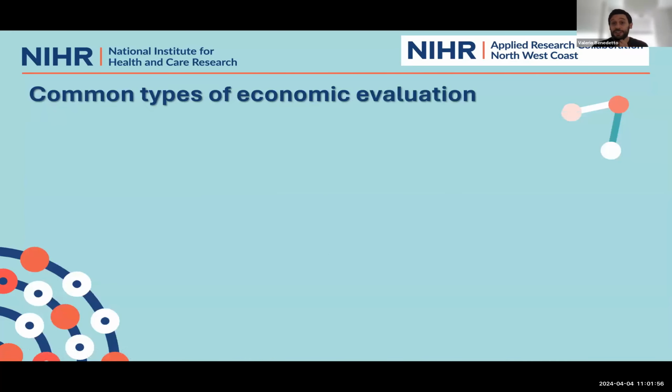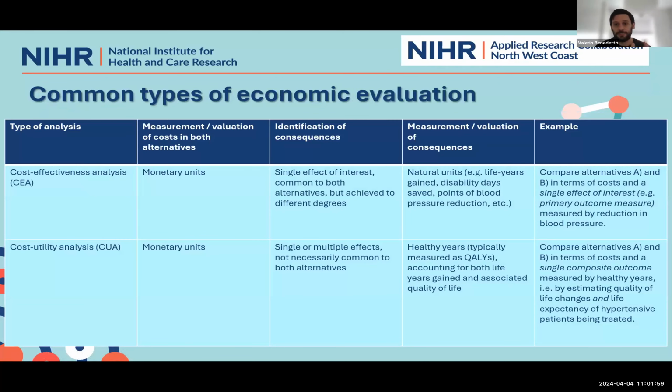Now, common types of economic evaluation. We got a table here which describes the characteristics of the two most common types of economic evaluation out there. The first one is cost effectiveness analysis, and the second one is cost utility analysis. Let's have a look at the table step by step. So first of all, let's look at the second column, the measurement and evaluation of cost in both alternatives. So cost, as you know, is an important side. We need to measure cost together with benefits. As you expect, both types of economic evaluation in this case try to measure and evaluate cost in monetary units.